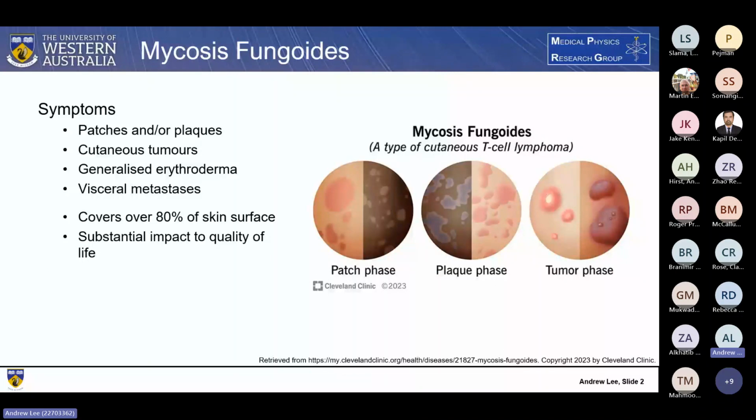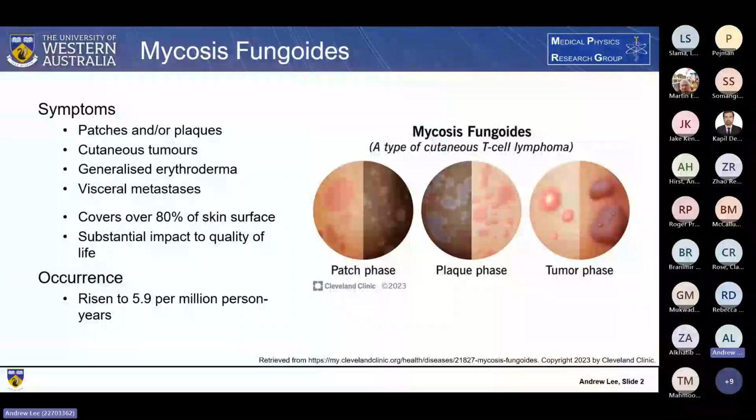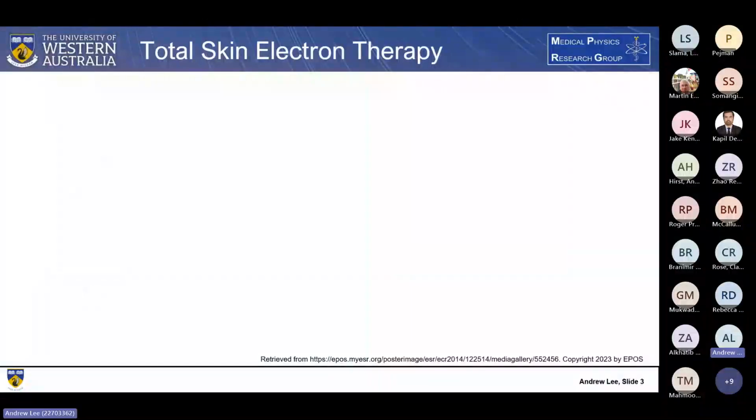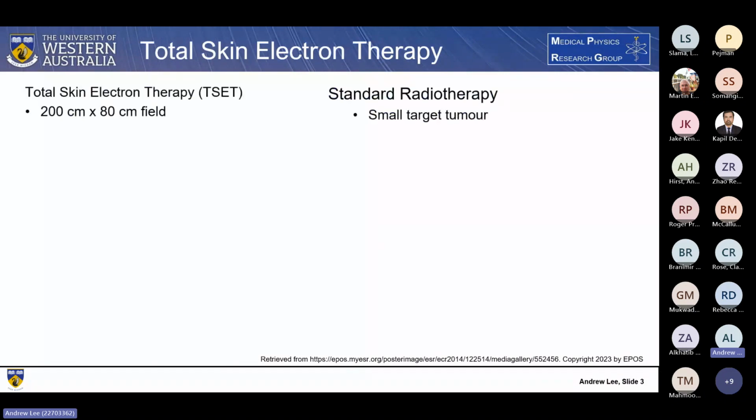This disease is compounded with the fact that it has a very rare occurrence, with 5.9 per million person years. So in Western Australia, we're only looking at a couple of cases per year. As a result, availability of treatments is often limited, and this includes total skin electron therapy, which is not currently available in Western Australia. So this is a particularly challenging technique compared to standard radiotherapy because of its unique characteristics.